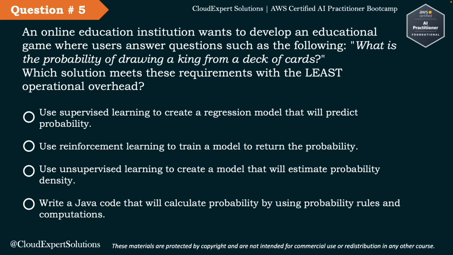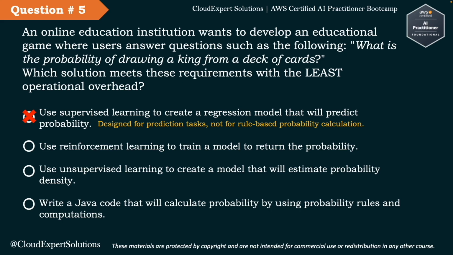Let's review the options. Option number 1, use unsupervised learning to create a regression model that will predict the probability. Supervised learning requires labeled data and it is designed for prediction tasks, not for computing fixed probabilities which can be calculated based on rules. This option will add unnecessary complexity and overhead. That is why option number 1 is not correct.